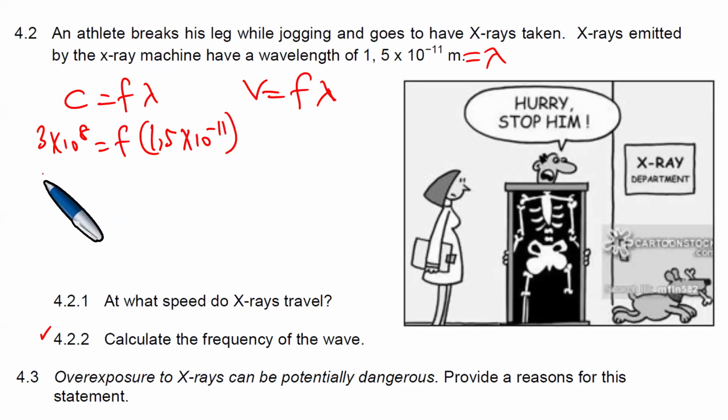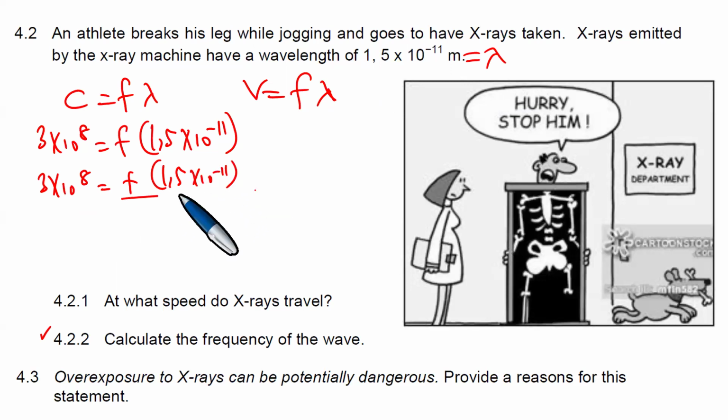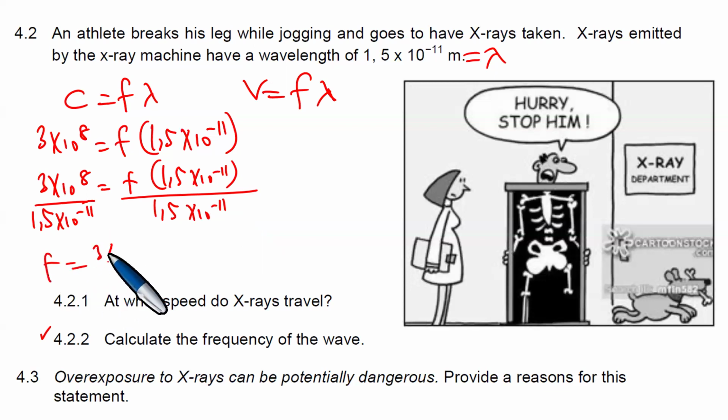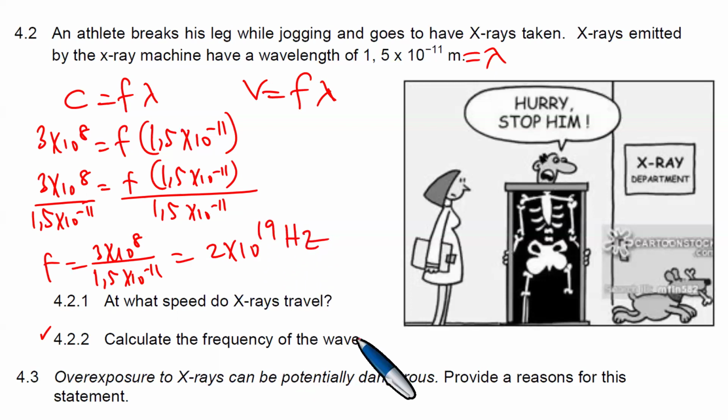And therefore, you have 3 times 10 to the 8th power divided by 1,5 times 10 to the minus 11, which means the frequency is 3 times 10 to the 8th power divided by 1,5 times 10 to the minus 11. And if you divide everything, it is 2 times 10 to the 19 hertz. So the frequency of the wave is 2 times 10 to the 19 what?